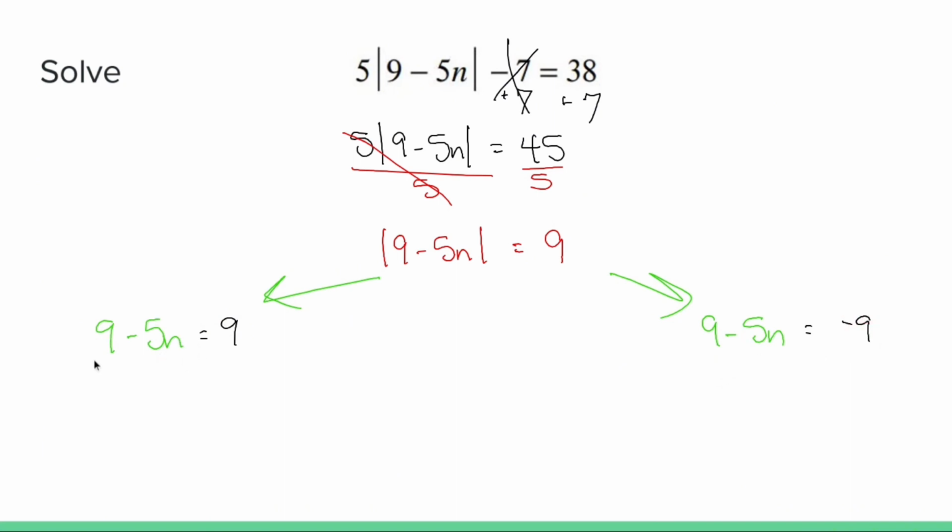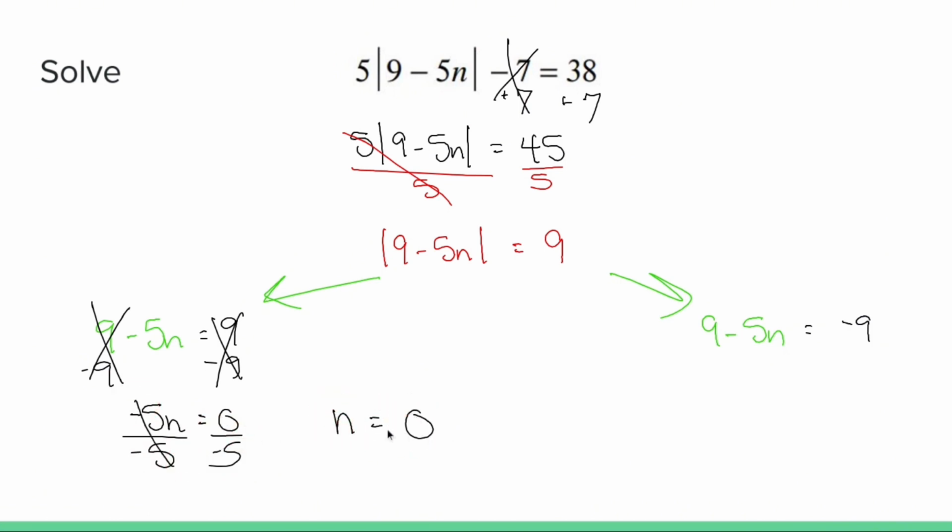Solve for n. So I'm going to subtract 9, cross you out. Ooh, look at that, cross you out too. Negative 5n equals nothing. Divide both sides by negative 5, and n equals a big fat 0.